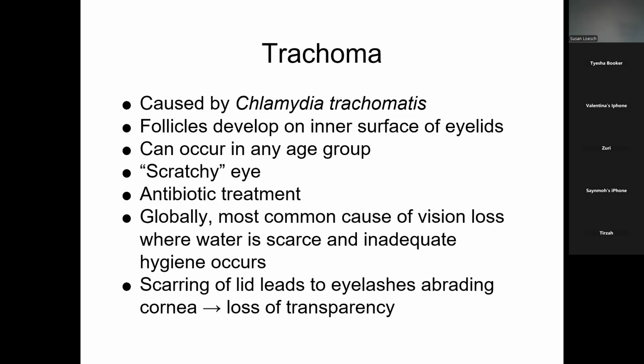If we don't treat it, the eyelids will become scarred. Lashes can turn inward, and that causes abrasions to the cornea. Globally, trachoma is the most common cause of visual loss, and it's easily prevented. So these clients will have scratchy eyes, no exudate. If you flip the eyelid up, you'll see these pearl-like follicles underneath there.